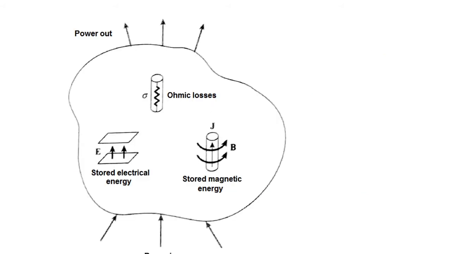And this is just a pictorial representation of the entire Poynting's theorem, the mathematical form you know. So the power lost is split into these three components: stored electrical energy, stored magnetic energy, that is half epsilon E square, half mu H square, then sigma E square.